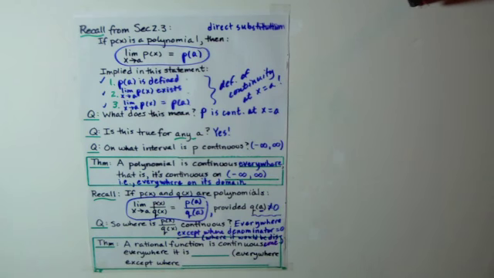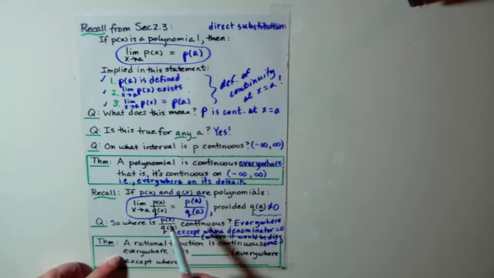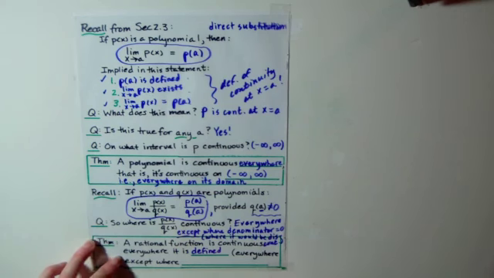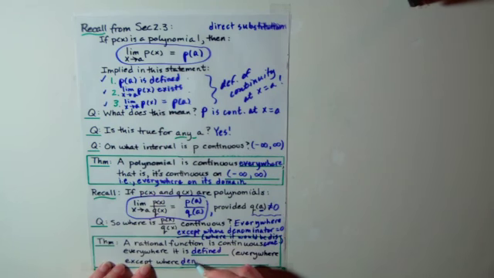Okay. So let's kind of summarize that in a theorem. A rational function, meaning one polynomial p of x over another polynomial q of x, is continuous everywhere it is, and one way of saying it is everywhere it is defined, because that's the same as saying everywhere where the denominator is not equal to 0. So I'll say everywhere except where the denominator is equal to 0.